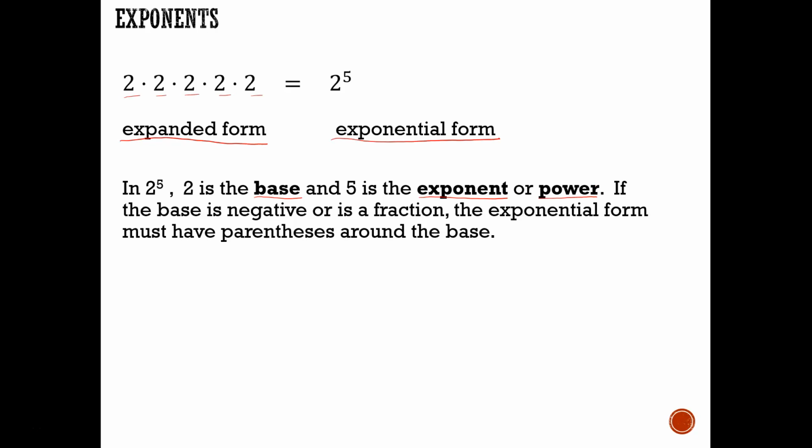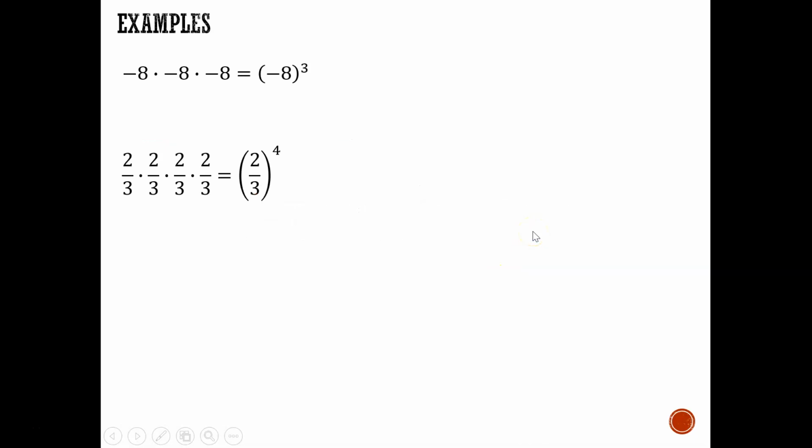Anytime the base is negative or is a fraction, the exponential form must have parentheses around the base. So for example, if I want to multiply negative 8 times negative 8 times negative 8, then I can write my base as negative 8 and my exponent is 3, since there are 3 of them. But the parentheses must be around the negative 8 for me to know that if I were going to go back to this expanded form, that the negative would go along with the 8 each time.